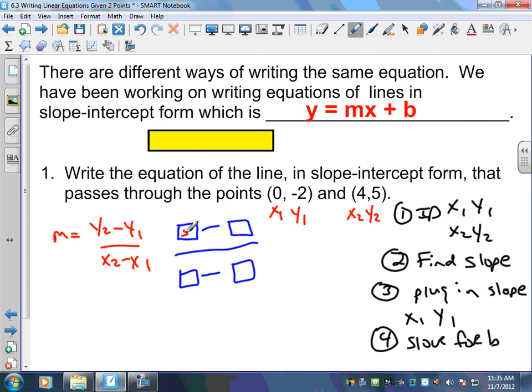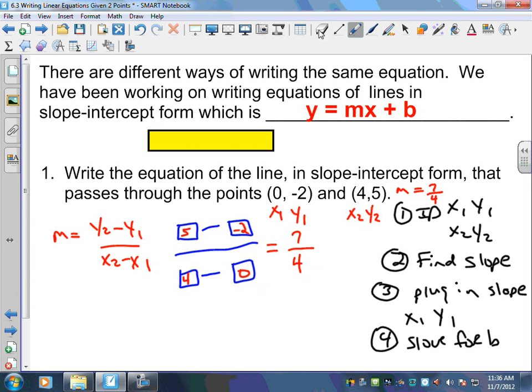Y2 is 5. Y1 is negative 2. X2 is 4. X1 is 0. This is 5 plus 2, which is 7. 4 minus 0 is 4. So now I know that my slope is 7 over 4. So I'm just going to write that up here. M equals 7 over 4.